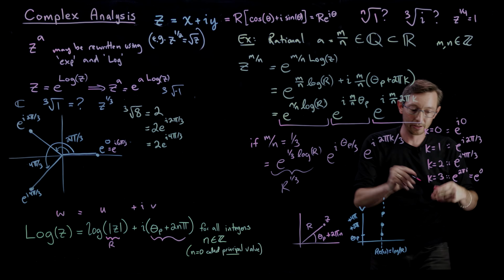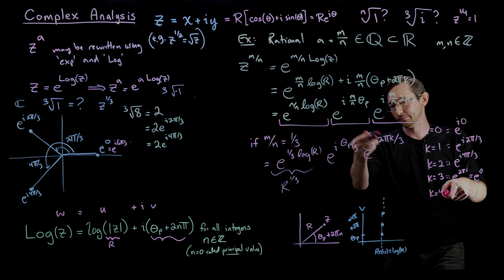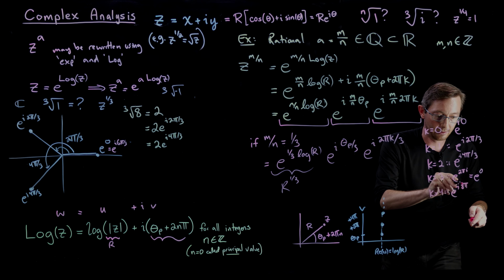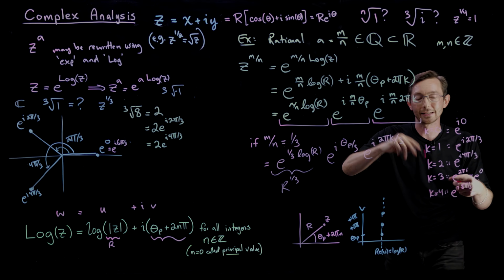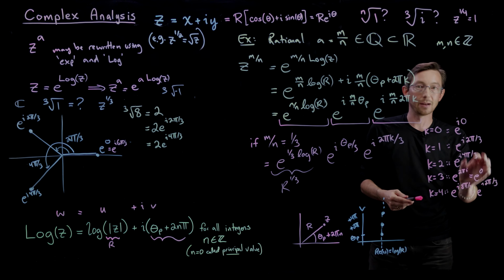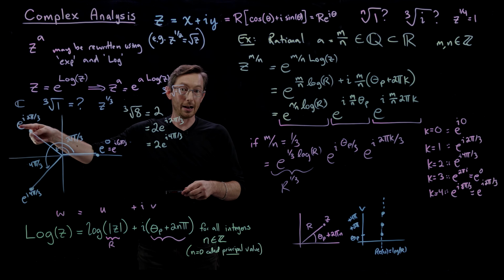And I'll just show you, k equals 4 is e to the, goodness gracious, 8 pi thirds, i 8 pi thirds, which again is the same as e to the i 2 pi thirds. These are the same number. It's just, you've gone all the way around.